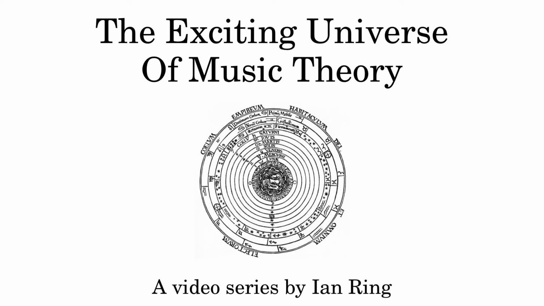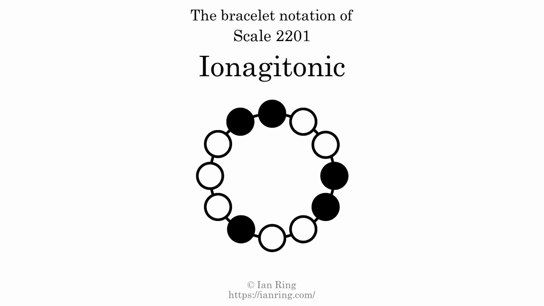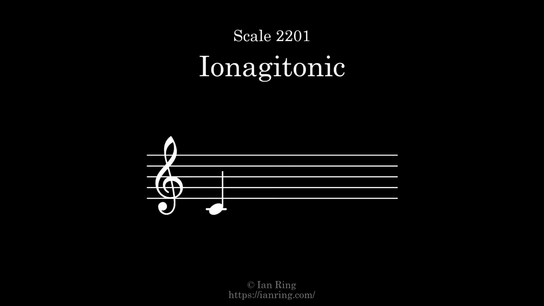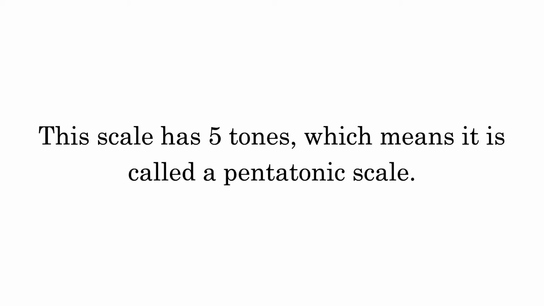Welcome to the exciting universe of music theory. Are you ready to learn? Then let's begin. Today we will talk about scale 2201, Ionagitonic, which sounds like this. This scale has 5 tones, which means it is called a pentatonic scale.